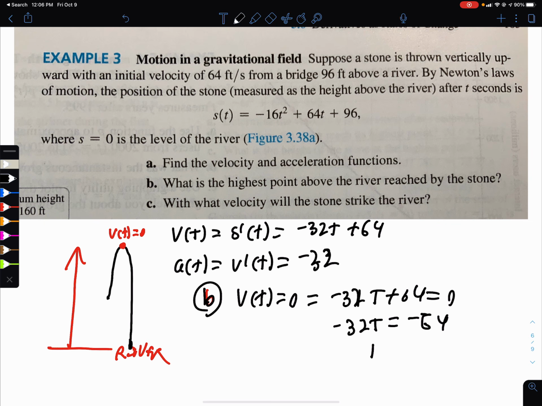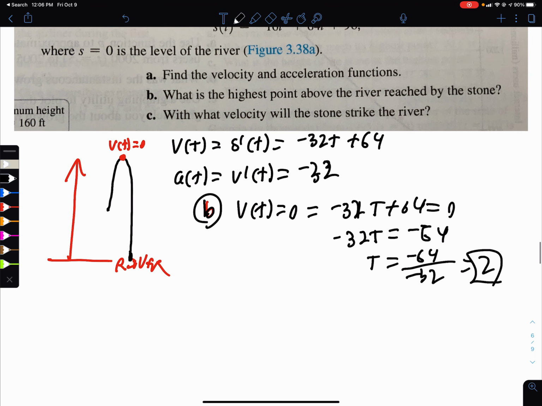Then I'm going to divide both sides by negative 32, and I get positive 2. So 2 seconds later, it's at the highest point. And part C, what will the velocity be when it strikes the river? How do I do that?